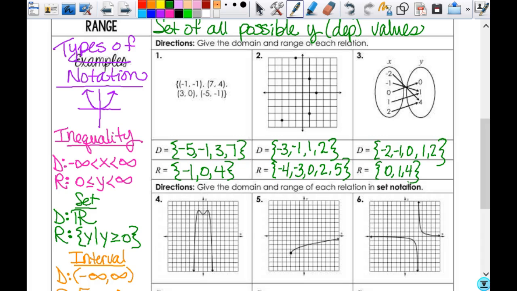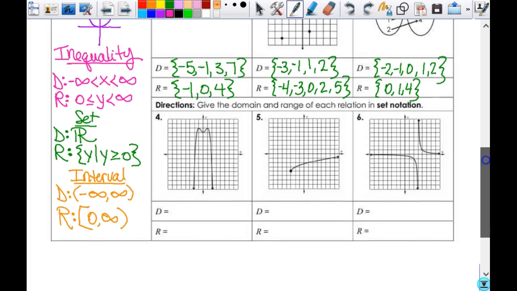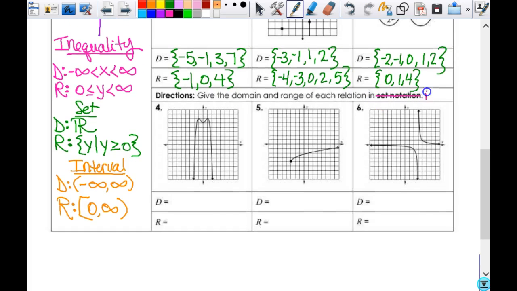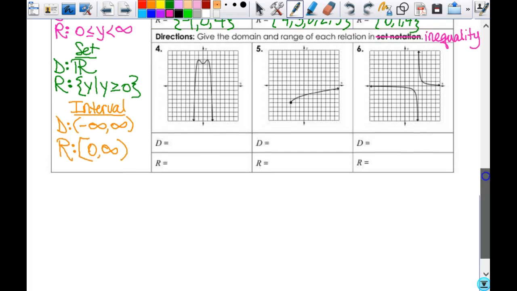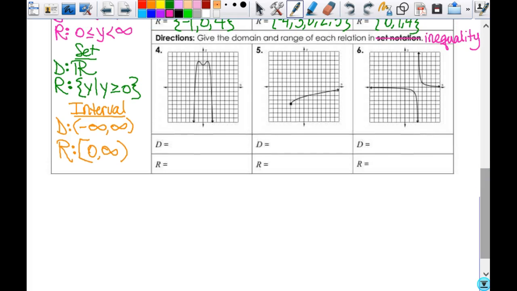Now, I'm going to change the directions on the next one just a little bit. It says to give the domain and range of each relation in set notation, we are going to use inequality notation instead, so that we have an example of that. So my domain, what is my smallest x value going to be? -infinity. So I'm going to go from -infinity. This is inequality notation, so I got my inequality signs here, and then to infinity.